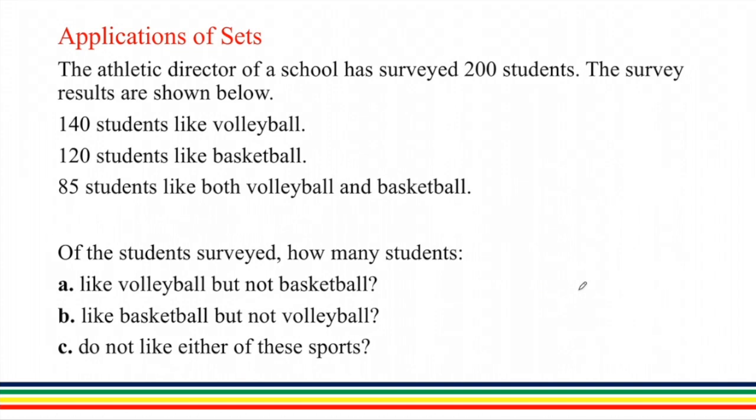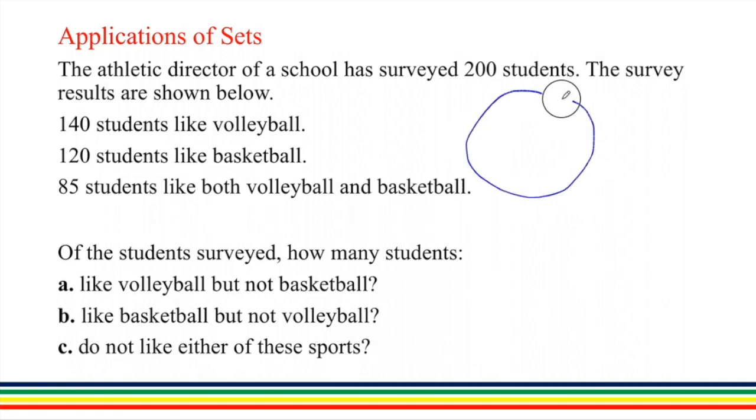So, applications of sets. Okay, let's have some problems here. The athletic director of his school has surveyed 200 students. The survey results are shown below. 140 students like volleyball, 120 students like basketball, 85 students like both volleyball and basketball. So let's draw a Venn diagram to visually understand the problem.